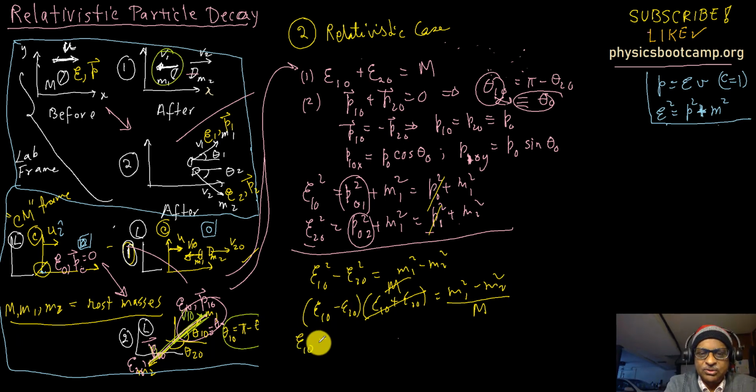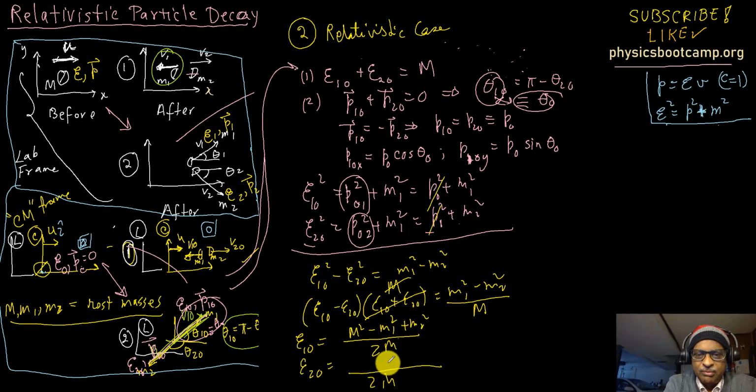You can see e10 is going to be, and e20 similarly is going to be 2m, m square minus m1 square plus m2 square, and 2m, m square minus m2 square plus m1 square, like that. Okay, let me pause. So you can see that I am actually not getting anything that will give me theta 0. Just theta 0 is there as a free parameter.